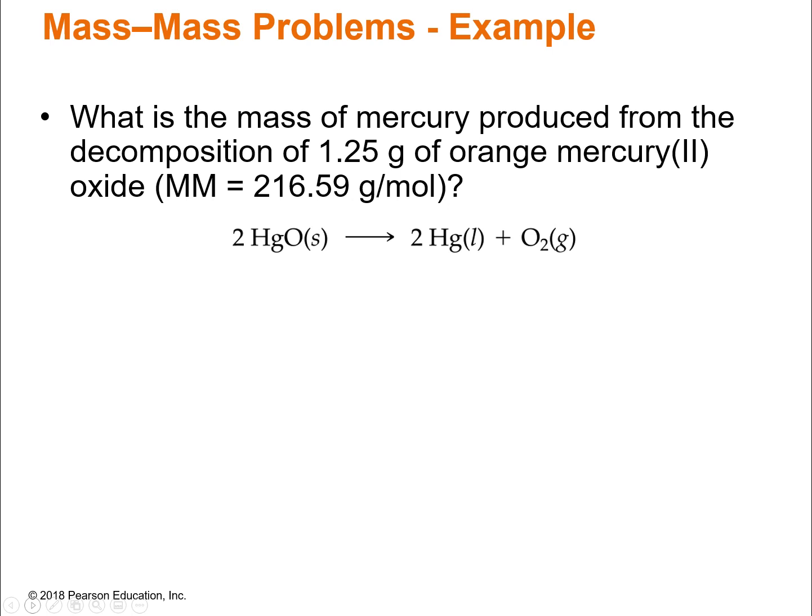So let's do it. What is the mass of mercury produced from the decomposition of 1.25 grams of orange mercury 2 oxide? So we've been using this chemical equation for a bit, and I like it because I can make a lot of questions from it. The question is asking us about the mass of mercury, and we're given a mass to start with. So you're not going to have a nice little title that tells you it's a mass to mass problem. You need to figure that out.